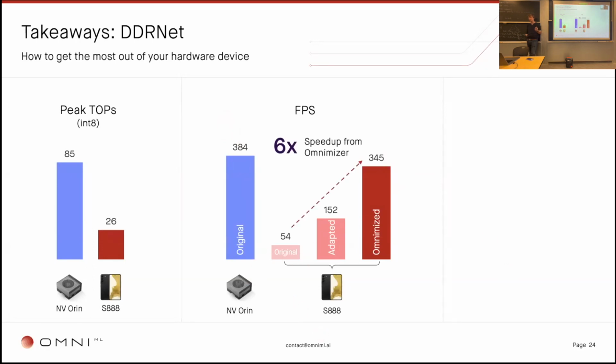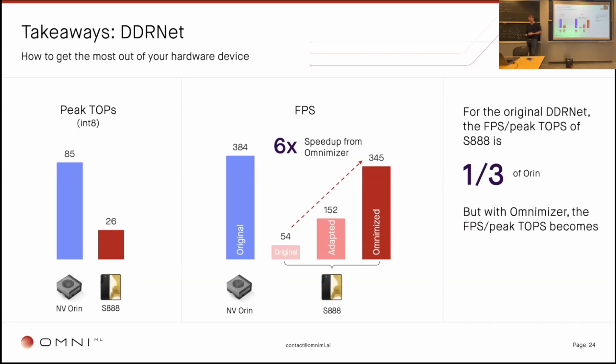And if you think about it in terms of efficiency, we went from about 1/3 of the efficiency of the Orin to about 3 times the efficiency of Orin, right? And this part here really shows how not only doing model optimization, but also closing the loop with the hardware device helps you get a model that has the optimal latency-accuracy trade-off on your desired target device.